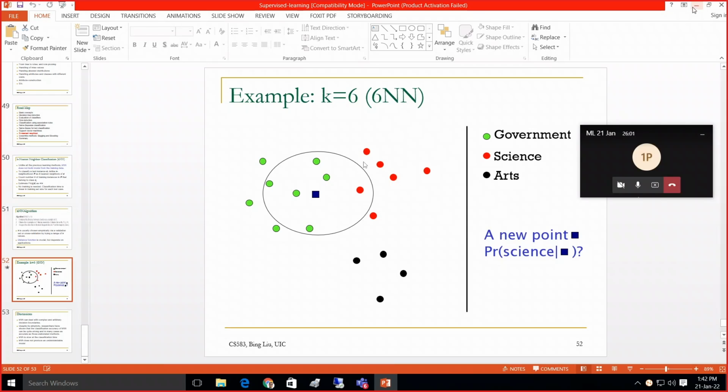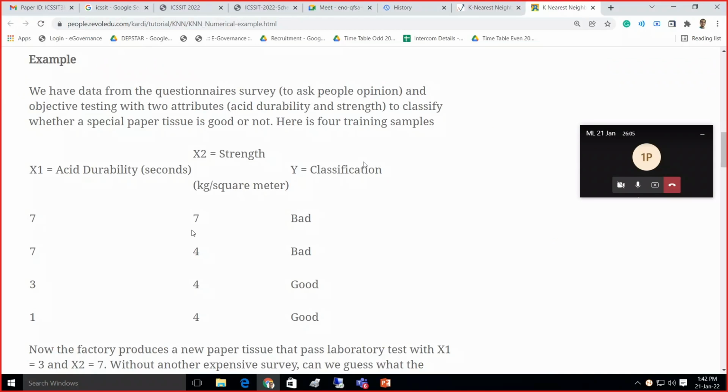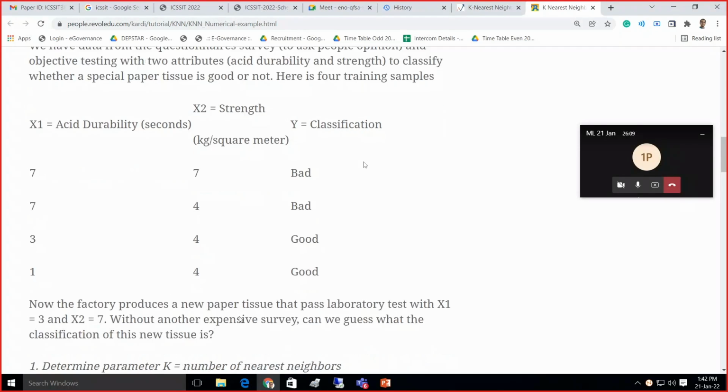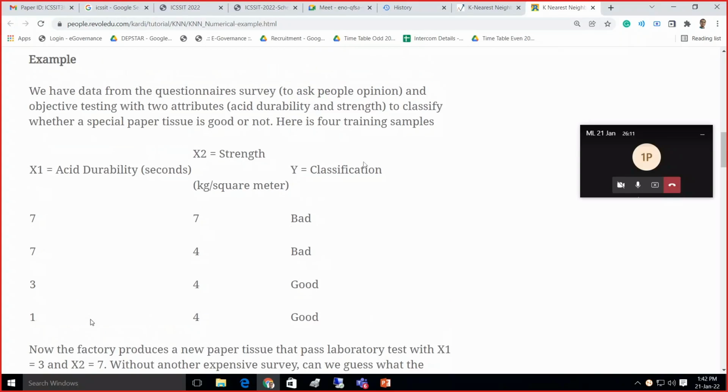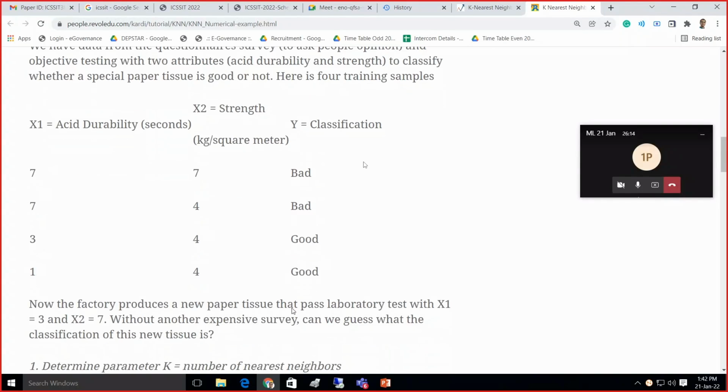So let us see here x1 and x2. Here 7 7 is bad, 7 4 is bad, 3 4 is good, 1 4 is good. So let us see what the question is now. The factory produces a new paper tissue that passed the laboratory test with x1 equal to 3 and x2 equal to 7. So a new sample is going to come with x1 equal to 3 and x2 equal to 7, without another expensive survey.